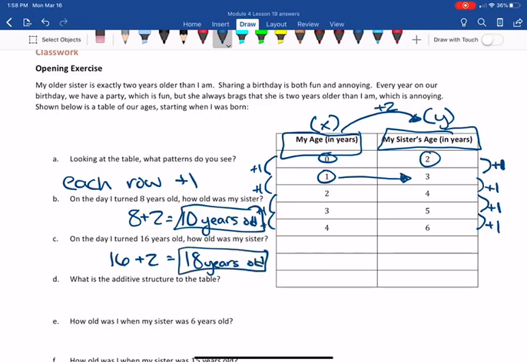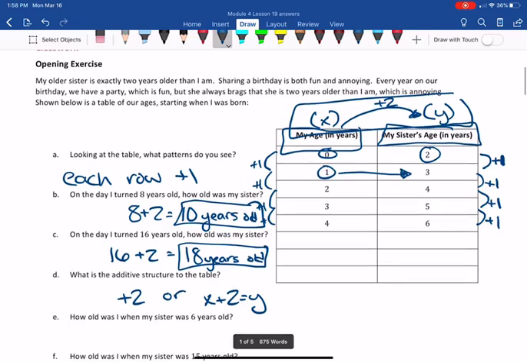So today we're looking at the additive structure. So if you look, the next question says, what is the additive structure from the table? You're going to be looking at this. How do I go from my age to her age? So if I do that, the additive structure would be +2, or you could say X plus 2 equals Y, because the X is me adding 2 years, and then the Y would be my sister.